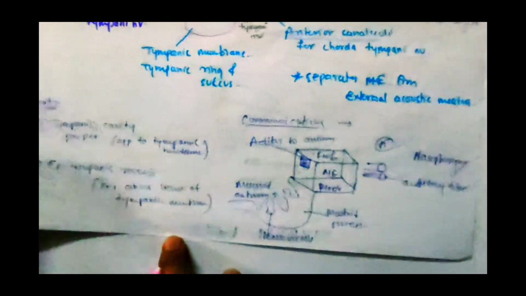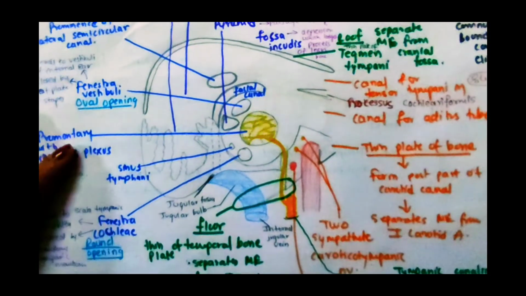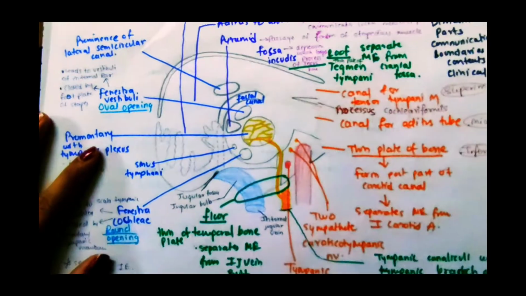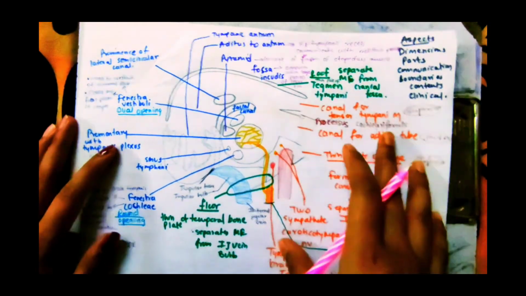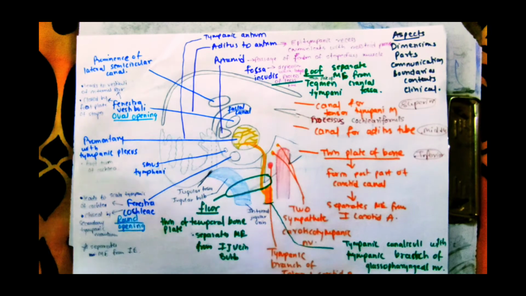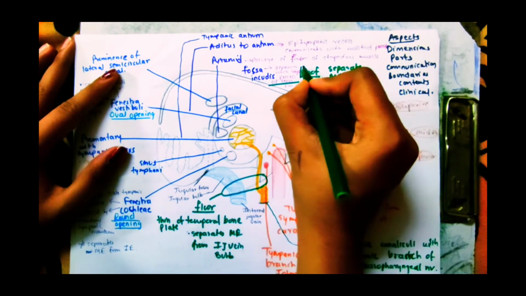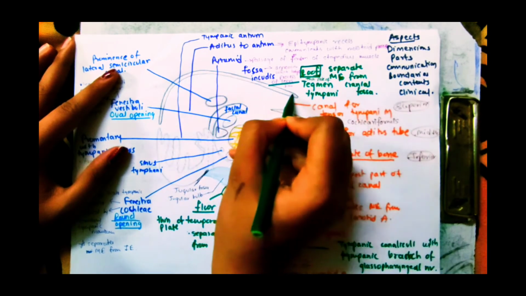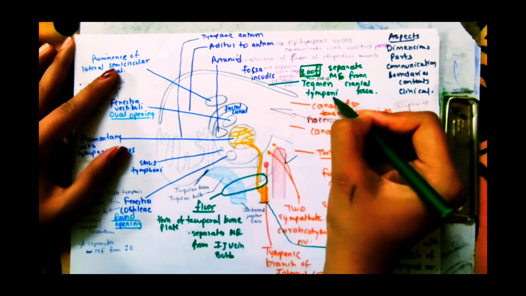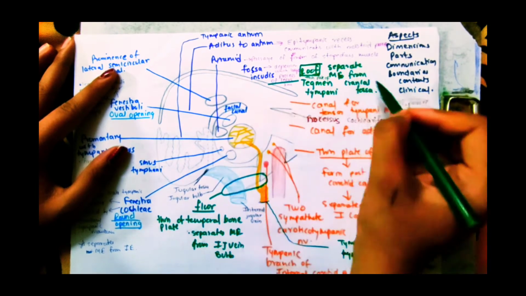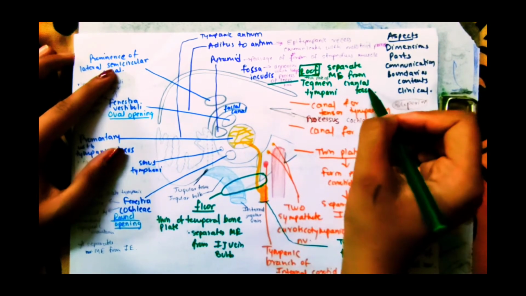Let's come to the boundaries. It consists of six boundaries: roof, floor, anterior wall, posterior wall, medial wall and lateral wall. Let's first look at the roof. This is the roof. It is made up of a thin plate of tegmen tympani bone, and it separates the middle ear from the cranial fossa.